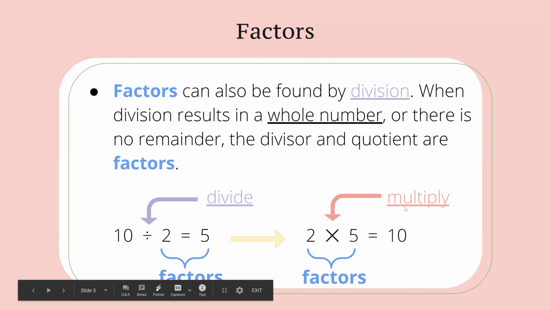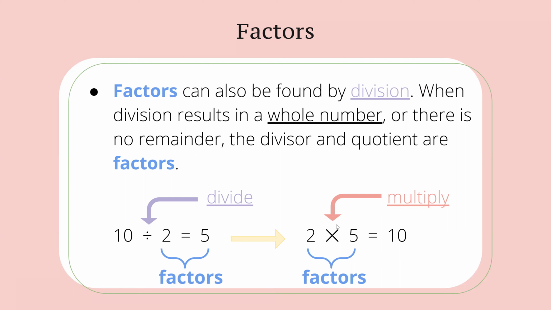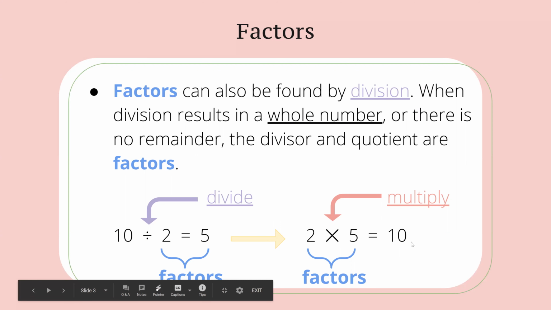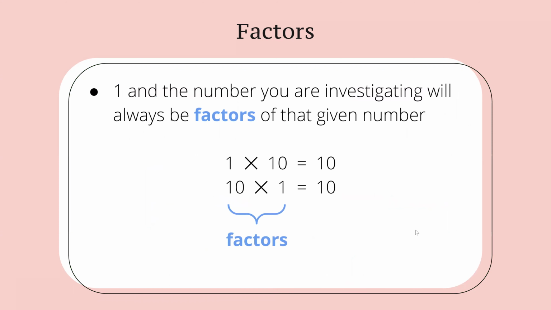Here we can check our answers with multiplication that we learned in the last slide. 2 times 5 equals 10. 10 is a whole number, so therefore 2 and 5 are factors of 10. An important concept to note is that 1 and the number that you are investigating will always be factors of that given number. For example, if you're investigating the number 10, 1 and 10 will always be the factors of 10. Here, this can be proven with multiplication. We have 1 times 10 equals 10, and 10 times 1 equals 10.